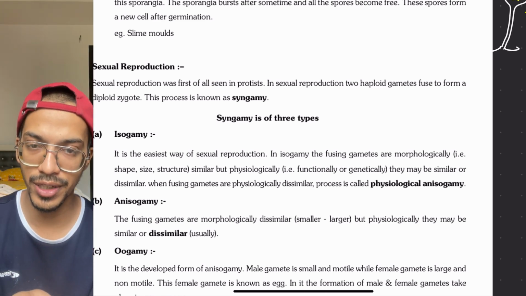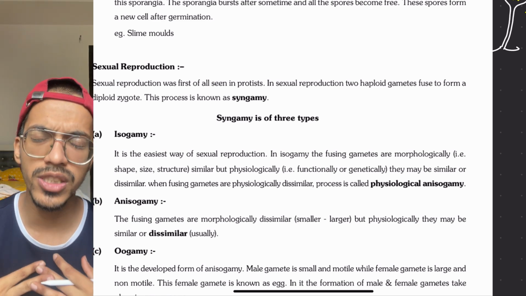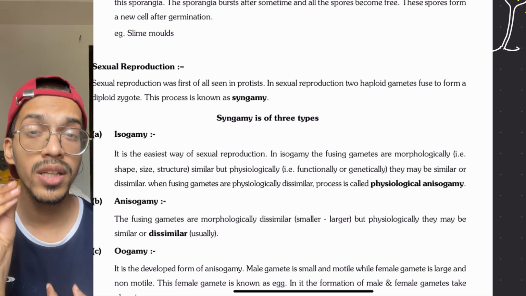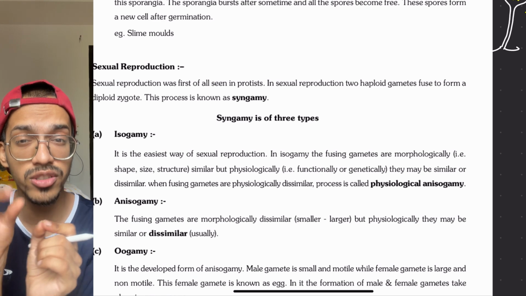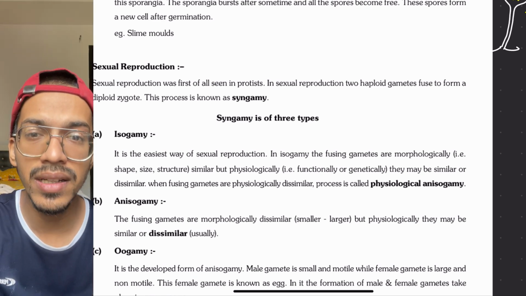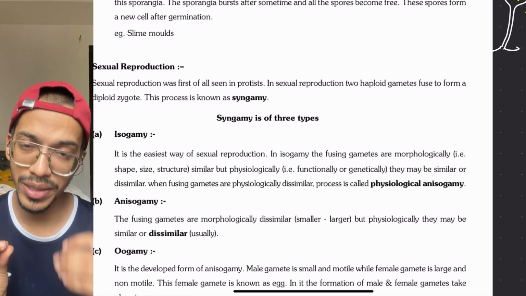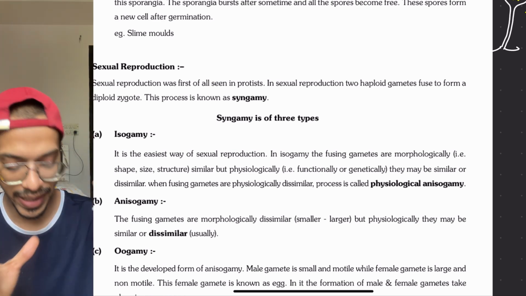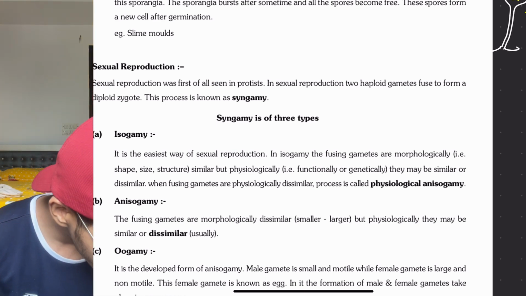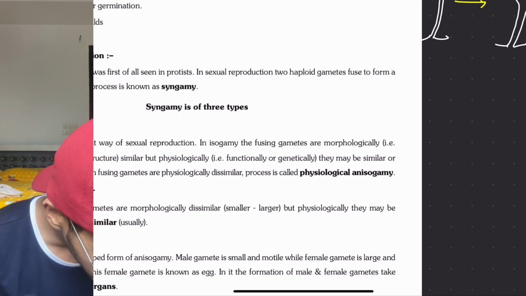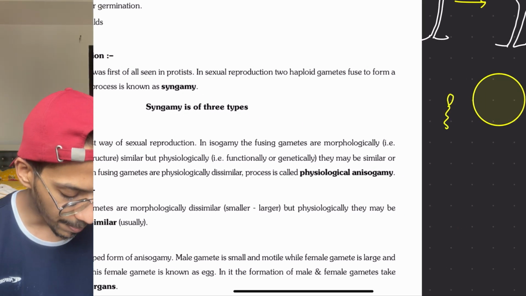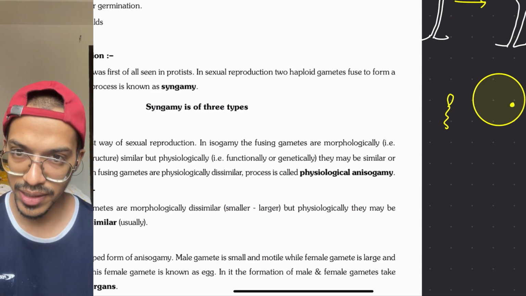For example, in humans, which you might have already studied, the male gamete has a flagellum and is small. You might have made the sperm diagram during your initial 10th class. Whereas the female gamete is bigger in size. In humans, the sperm looks like this and the egg is this, bigger.